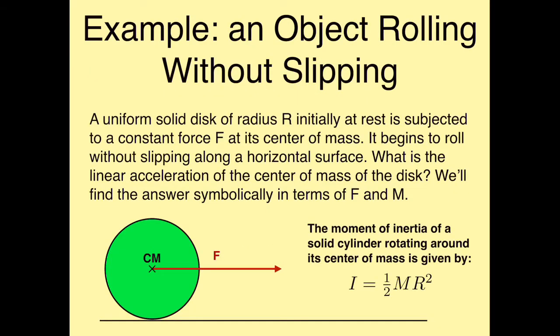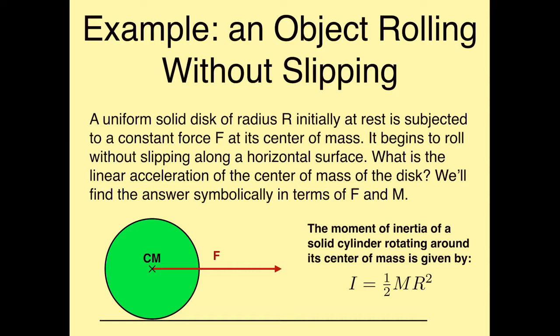Okay, so let's do an example where we have an object that's rolling without slipping, and we can apply these no-slip conditions to the object. So here we have a uniform disk of radius r, initially at rest, but it's subjected to a constant force that acts at the center of mass. Okay, so there's where the force is being applied, and that force we'll call F. Okay, as a result of applying that force, it begins to roll without slipping along this horizontal surface shown here. What is the linear acceleration of the center of mass of the disk?